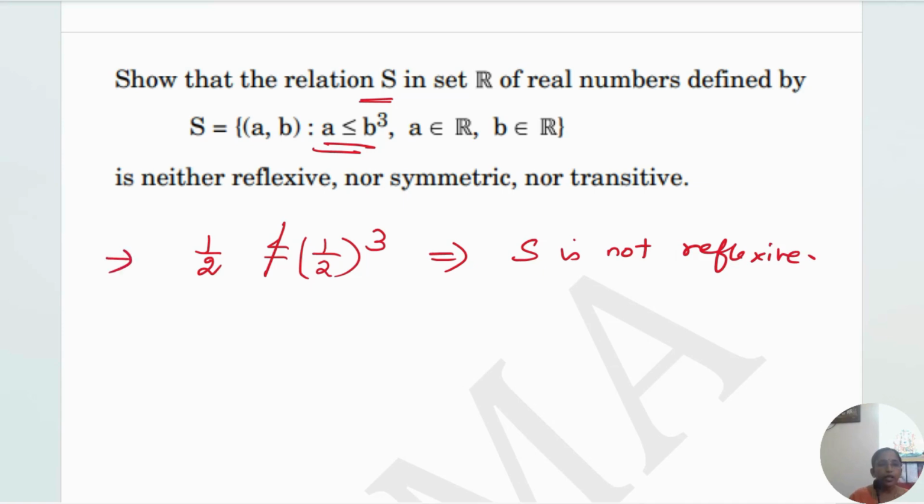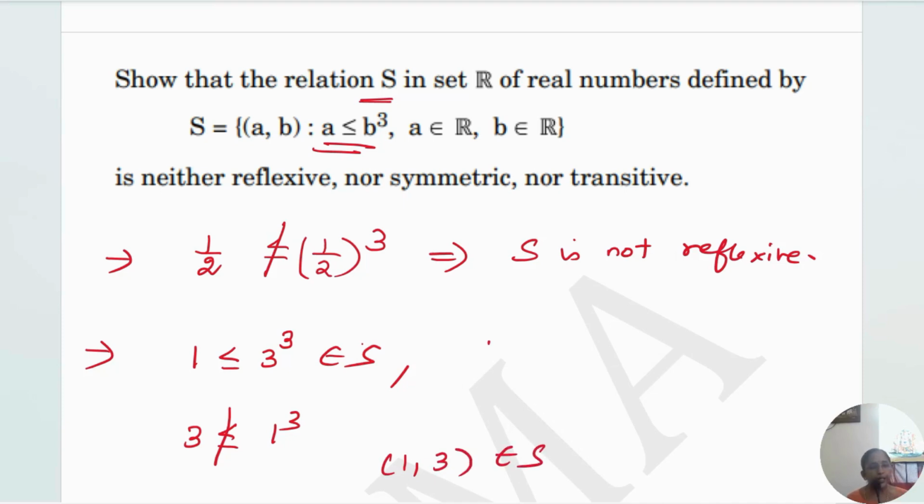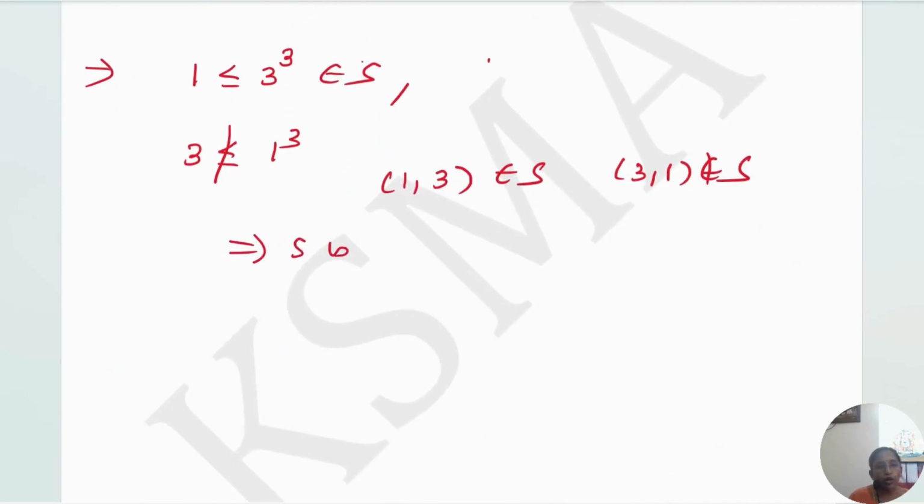Next, go with symmetric. In the case of symmetric, I can take 1 ≤ 3³, so (1, 3) belongs to the relation S. And here the data (3, 1): is 3 ≤ 1³? No, this condition is not satisfied. So you can say like this: (1, 3) is in the relation S and (3, 1) is not in the relation S. So S is not symmetric.